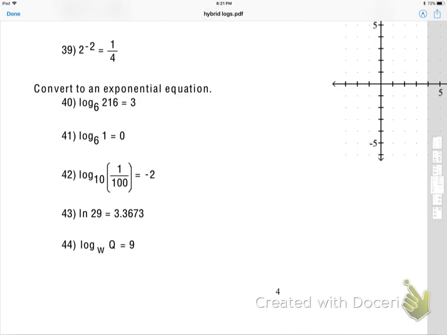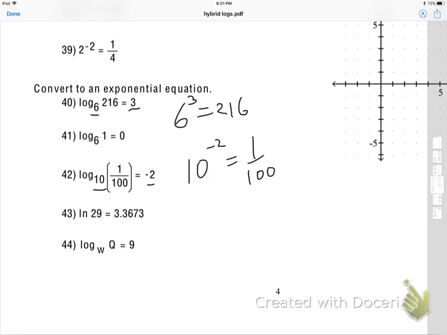Let's have a look at the other way around. Okay, from log to exponential, and I prefer this because I can clearly see 6 to the power 3 is 216. I think this is the easy way around of doing it. Again, let's pick anything, okay? 10 to the negative 2. 10 to the negative 2 is 1/100th, and it is.